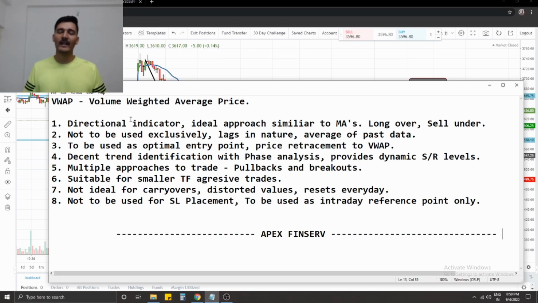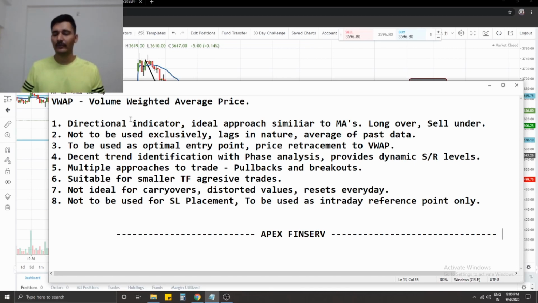Now it is not ideal for carryovers because VWAP actually resets every day, so it's not going to be really useful wherever your holding period is going to be more than a trading session. So if you want to use it that way, you should stick to the faster period exponential moving averages. They'll give you more or less the same advantages of VWAP, but not with the reset disadvantage.